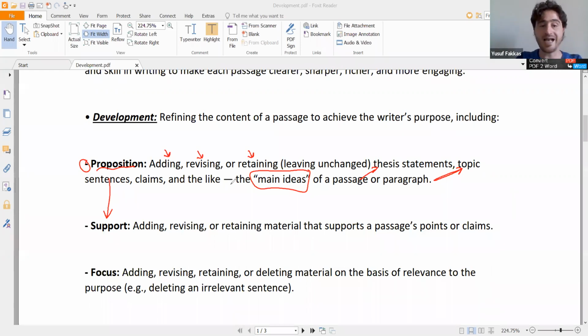So they ask us about the main ideas, right? But that's not all. They also ask us about the details, and that's why, as you can see here, the second point after proposition is support. Again, they underline sentences and they ask us if we need to add, change, or keep as it is without any change. Now, how do we know if this sentence works as support or not? It's now the other way around. To know if a sentence is a good supporting detail, you need to go back to the main idea.